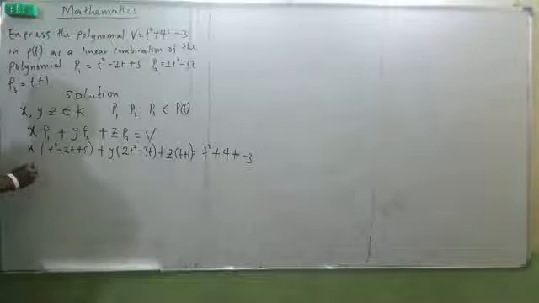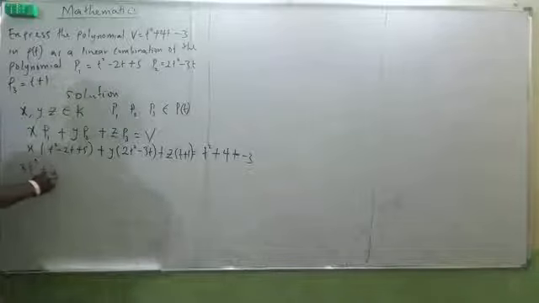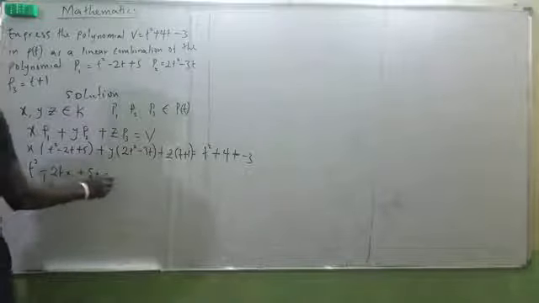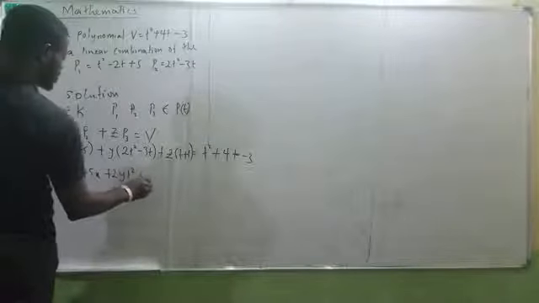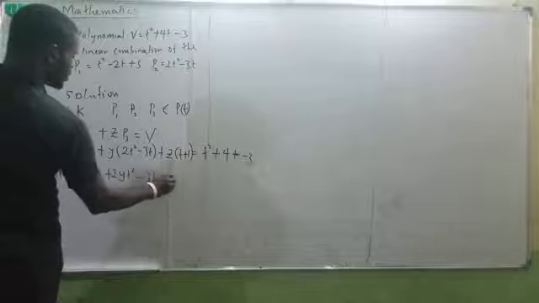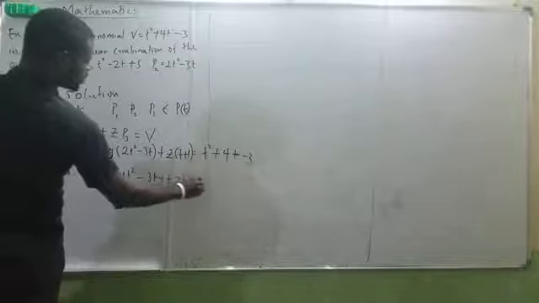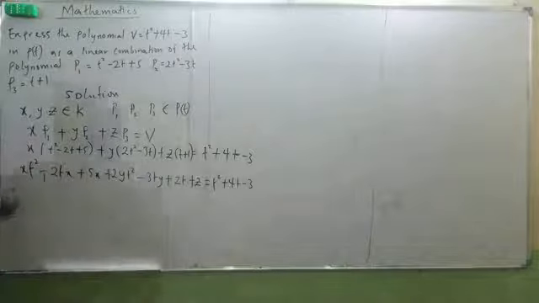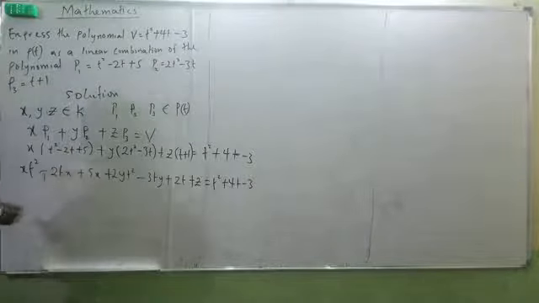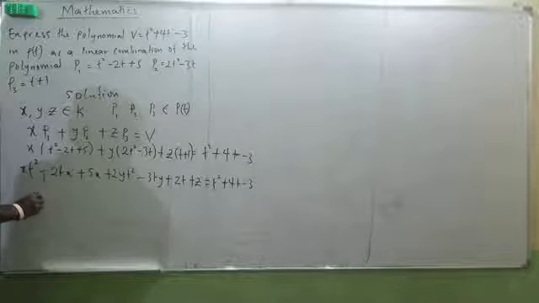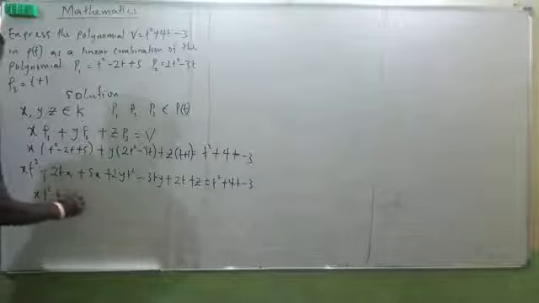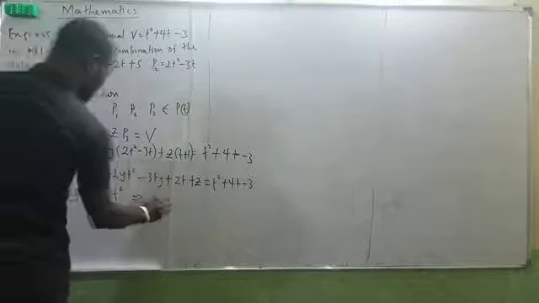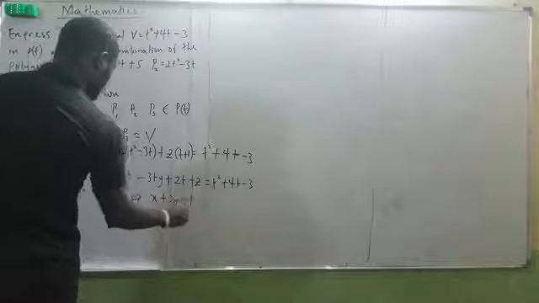How do I continue? I'll be having t squared of x plus minus 2t plus 5 of x, plus y times 2t squared minus 3t, plus z times t plus 1, equals t squared plus 4t minus 3. Now, I will compare the coefficients of t squared, which gives x plus 2y equals 1, equation 1.